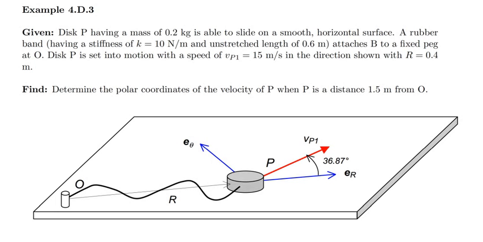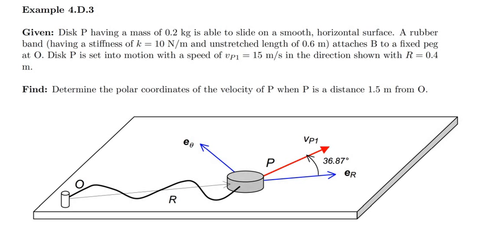Alright, so this is a great little example. What we have here is a disk P, which has a given mass, and we're told that it's able to slide down a smooth horizontal surface. A rubber band having a given stiffness and an unstretched length attaches P to a fixed peg at O. We're told that disk P is set in motion initially with a speed of Vp1 in the direction shown with a given value of r.